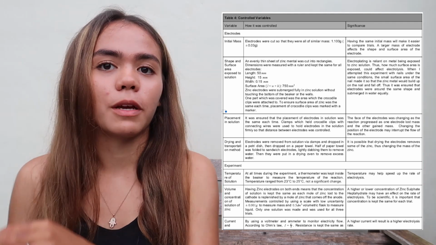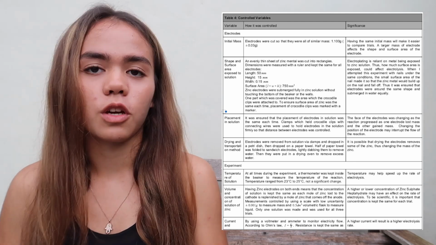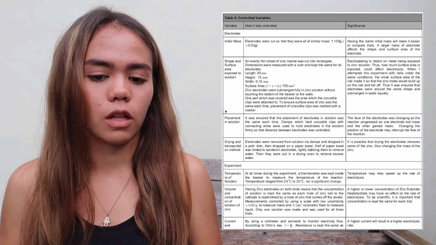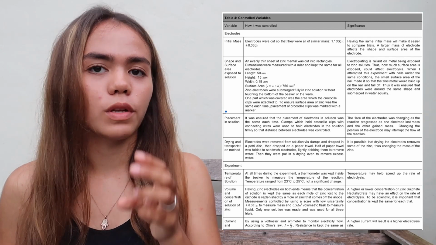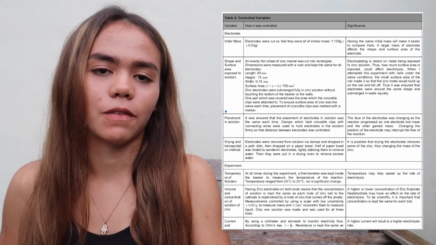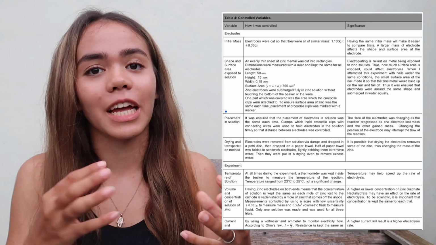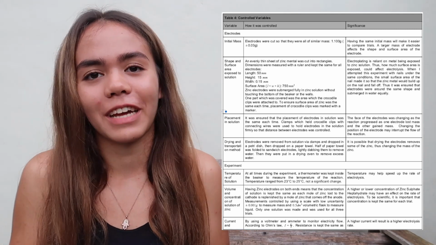This is the most important because unlike the independent and dependent, there are many different variables we are going to be dealing with. For the controlled variables, you'll have 3 different columns. First the variable, then how it was controlled, and then the significance. And then below there, you would have a long list of different variables. You can split this up into different sections by having headers. That's what I did. I really like to structure my IA, so yeah, that's what I did.